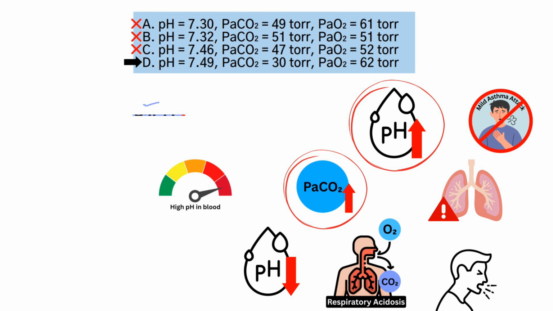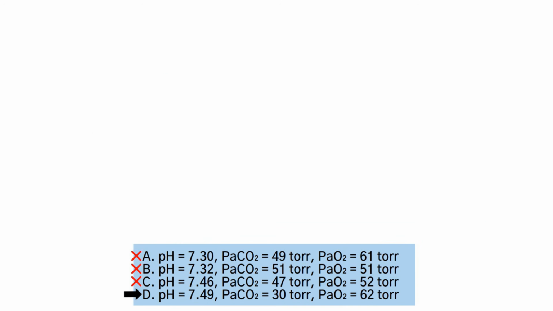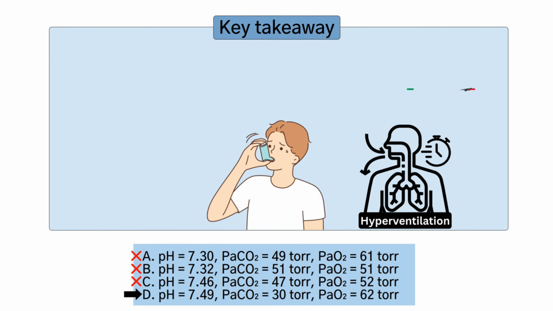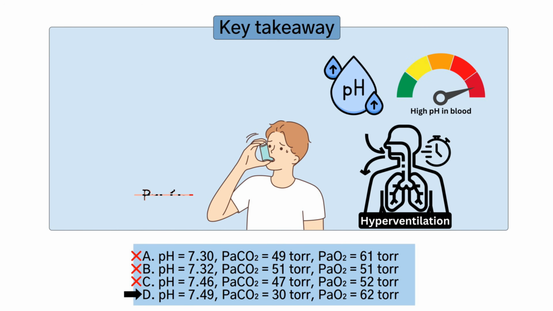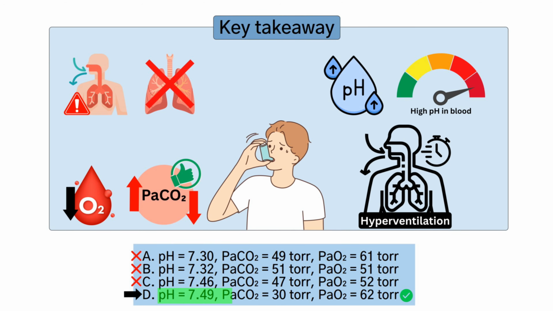The elevated pH and decreased PaCO₂ confirm respiratory alkalosis, while the mildly reduced PaO₂ matches the expected hypoxemia seen in a mild asthma attack. The key takeaway is that in a mild asthma attack, hyperventilation produces respiratory alkalosis with an increased pH and decreased PaCO₂, along with mild hypoxemia. If the PaCO₂ is normal or elevated instead, that's a warning sign of worsening airway obstruction and possible respiratory failure. The correct answer is D. pH of 7.49, PaCO₂ of 30, PaO₂ of 62.